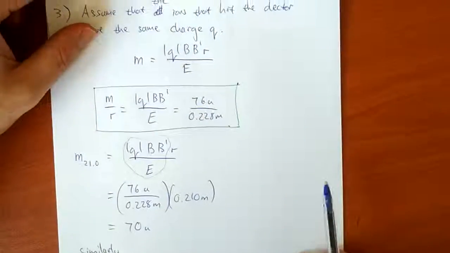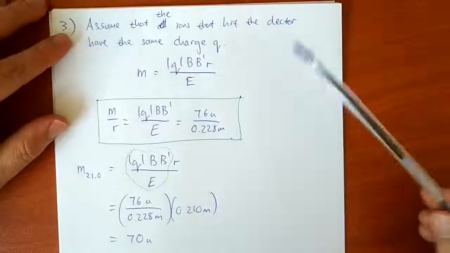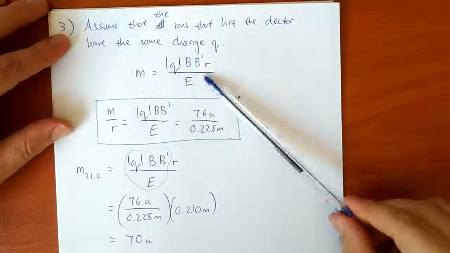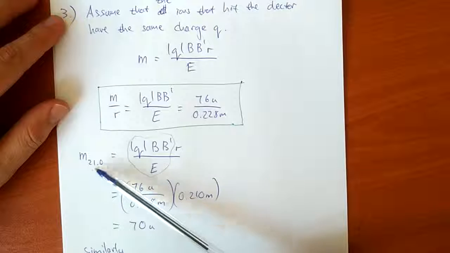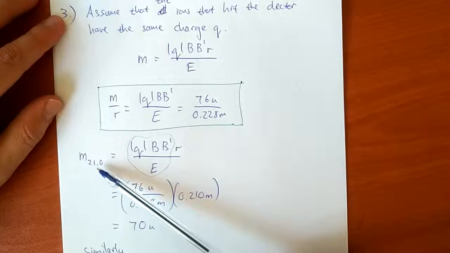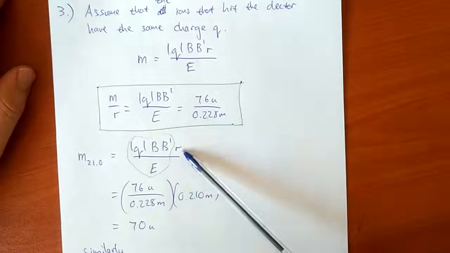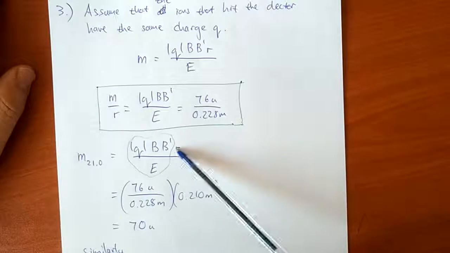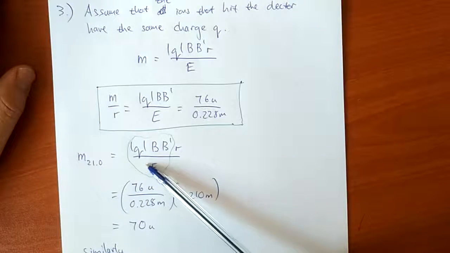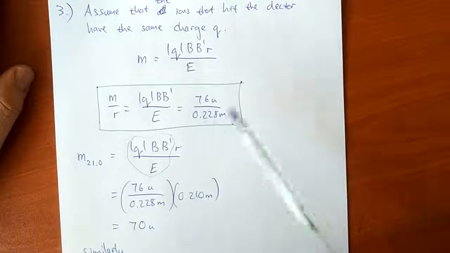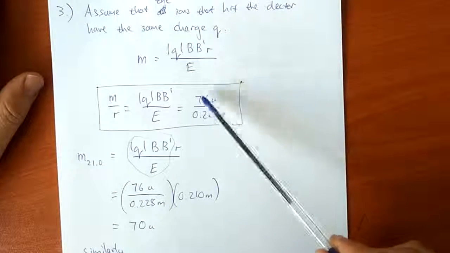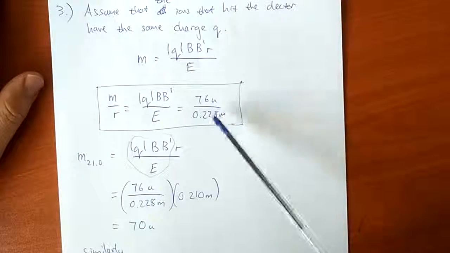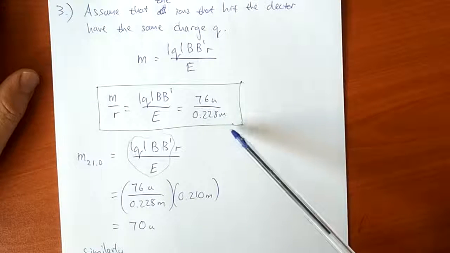Okay, so let's quickly go over it again. I know this is the formula I want to work with. This is the first thing I want to calculate: what is the atomic mass of the ion, the isotope that hits at 21 centimeters? I'm staring at the formula and saying, I know what R is, but I don't know what the other terms are. So how do I proceed from here? Let's see what I know. I know this equation is satisfied when M is 76 atomic mass units and R is 22.8 centimeters.